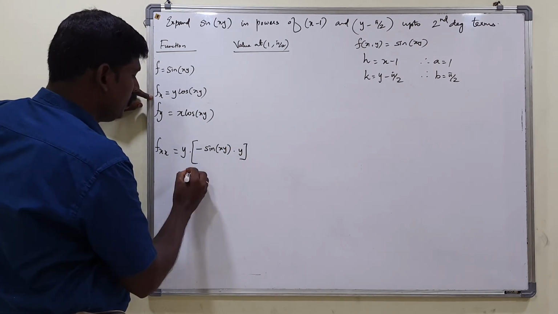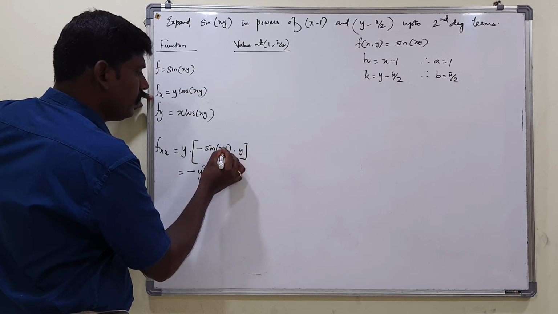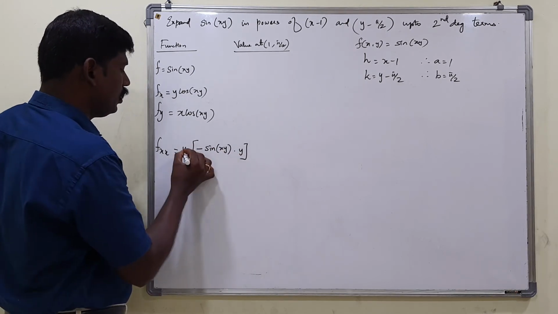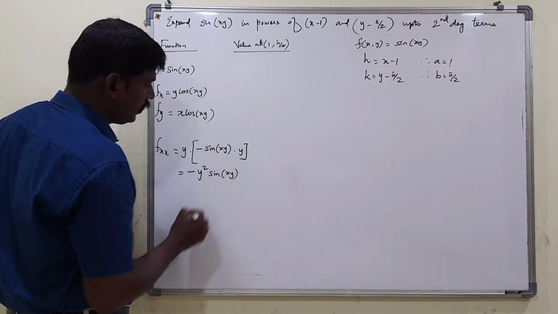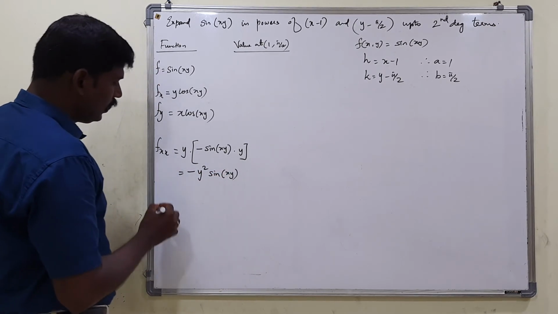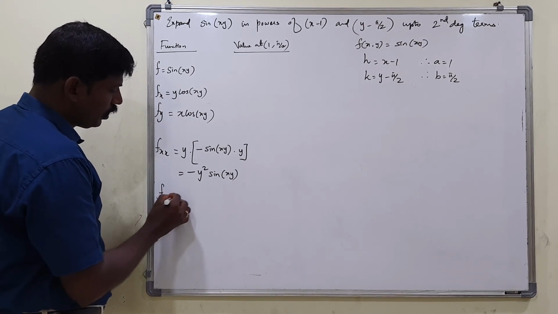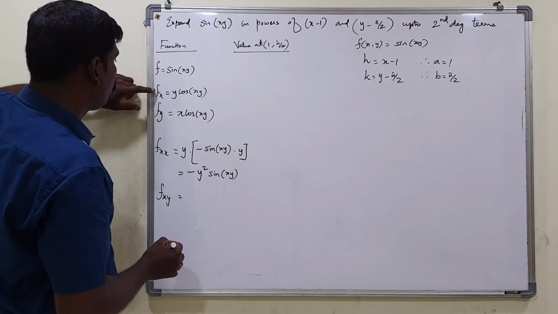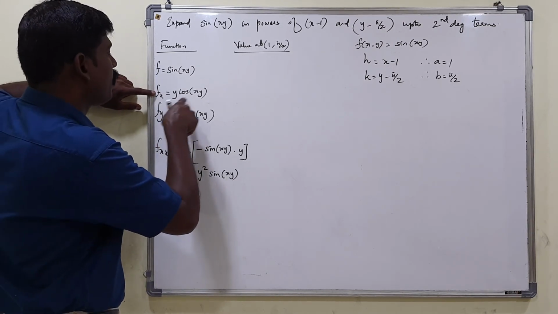So we can multiply this minus y into y square. Don't multiply this y with this angle, okay? So y into y square into sin of xy. And then f_xy is equal to f_x with respect to y. So we need to apply the product rule between those two.